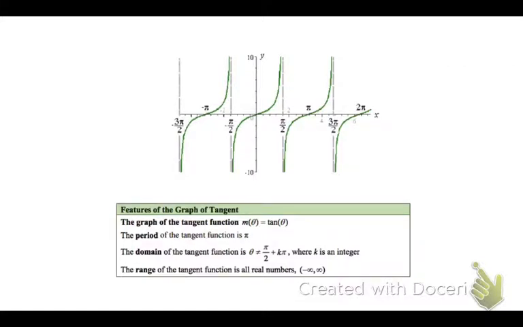For the domain of the function, the domain of the tangent function is everything except for those intervals of pi over 2 that occur every pi, because that's how long it's taking to repeat. And then the range of the tangent function is all real numbers from negative infinity to positive infinity.